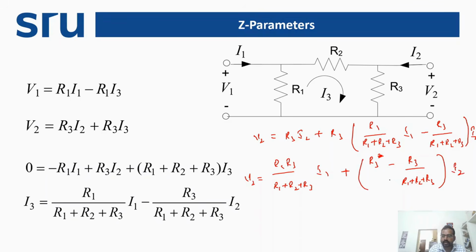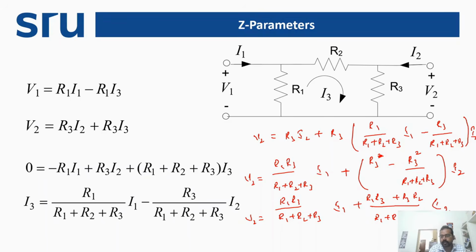So if you try to rearrange this equation further, we are going to get V2 equal to R1 R3 divided by R1 plus R2 plus R3 into I1, plus this, we are going to have R3 into R3 minus this one, so they cancel each other. So it is R1 R3 plus R3 R2 divided by R1 plus R2 plus R3 into I2.